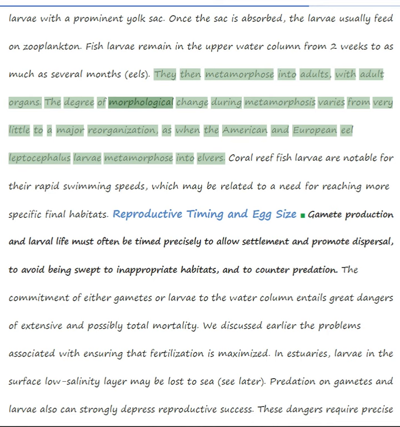The degree of morphological change during metamorphosis varies from very little to a major reorganization, as when the American and European eel Leptocephalus larvae metamorphose into elvers.